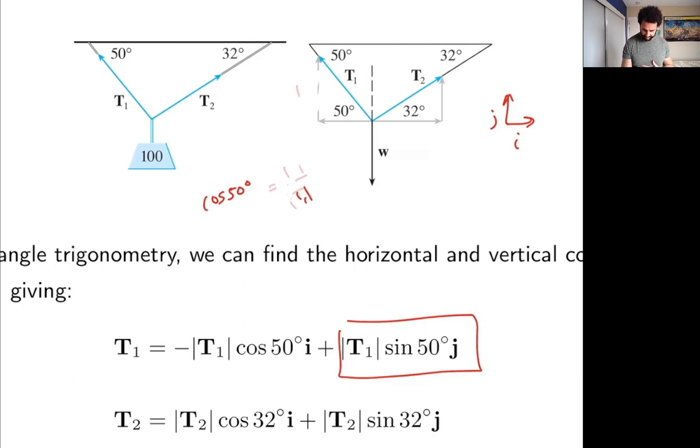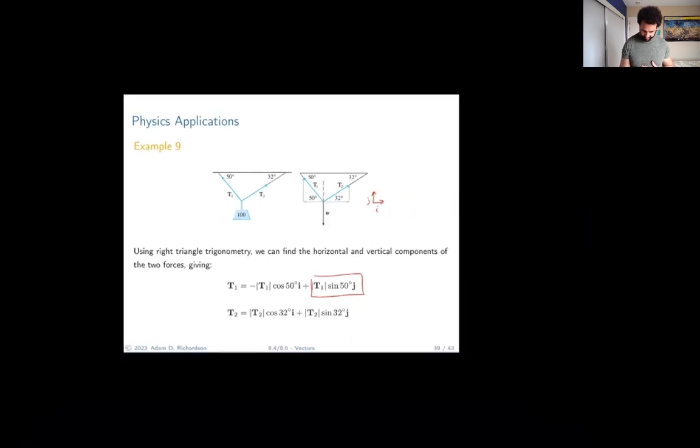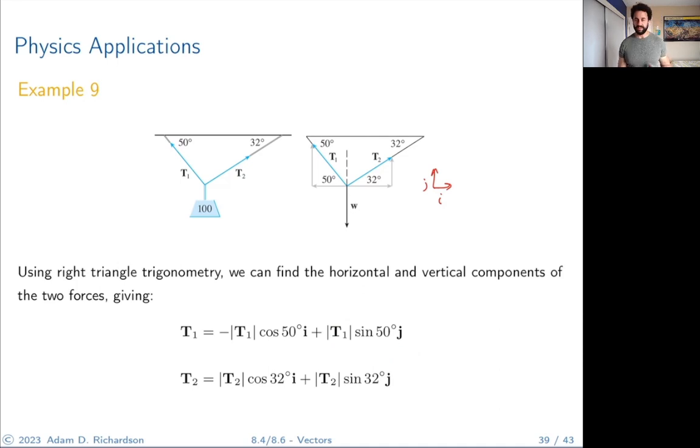All right, let me erase some of this so you can get another look at it. And so that's how we do it. We found expressions for T1 and T2, but they're in terms of the lengths of those vectors T1 and T2, which we don't know yet. We have to find what the lengths of those two vectors are.